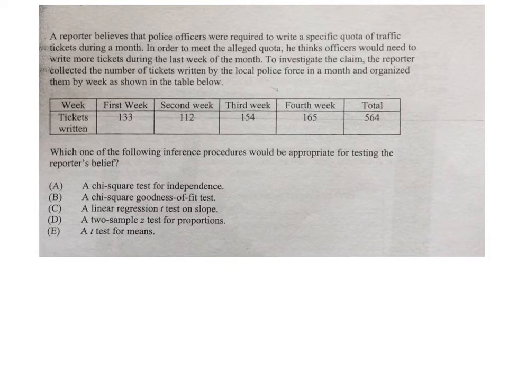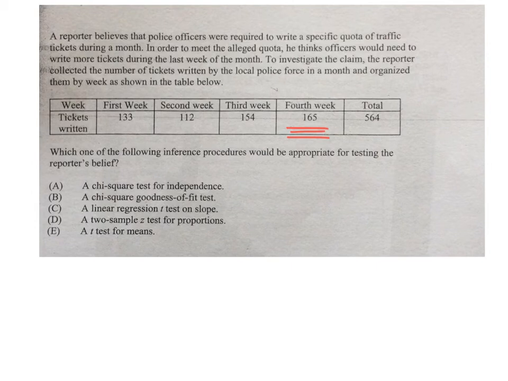Okay, here's the situation. The reporter thinks that there's a quota for police officers, right? Which means that if they didn't make their quota, they would have to write more tickets on the 4th week to make their quota. Now, if they didn't have a quota, you would probably notice that it should be about the same number of tickets per week. Now, this reminds me of that babies born each day of the week, right? It should be about equal for each day. Now that also, I start to think about, so this must be chi-square, and it might even be chi-square test for homogeneity. Now, I haven't even looked at the answers yet.